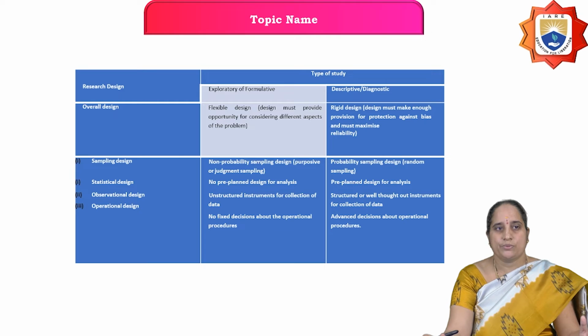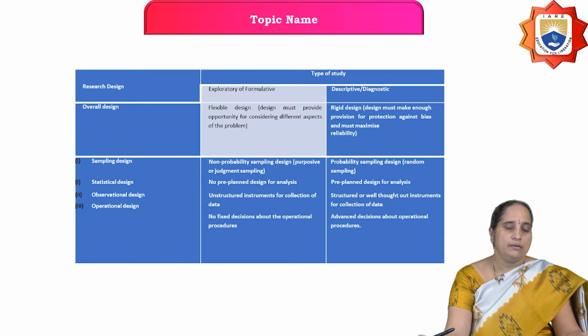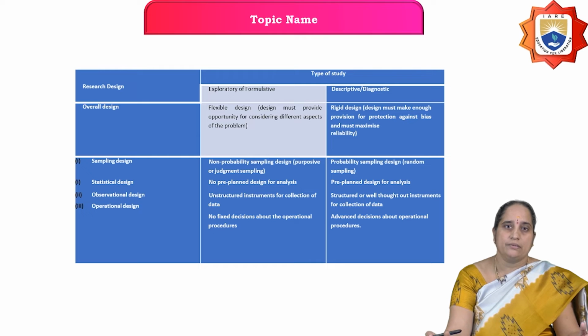So here also we conduct some sort of survey, but whatever questionnaire you are going to use for the data collection, those questions may not be in a systematic manner. In exploratory research surveys, generally we find only unstructured instruments. Whereas in descriptive or diagnostic research studies, we consider only structured or well thought out instruments for collection of data. So in both cases we depend on the survey method only.